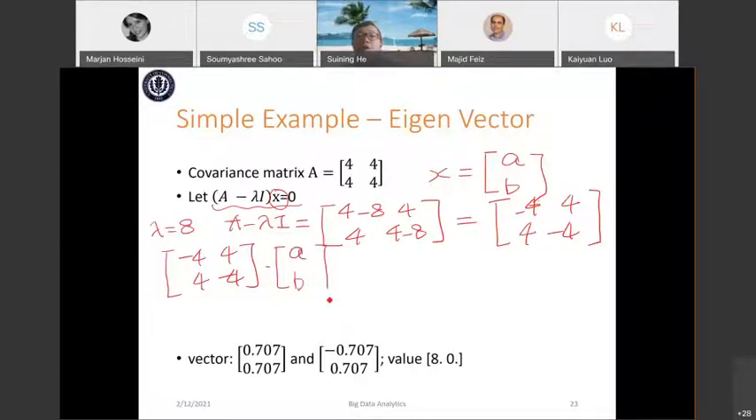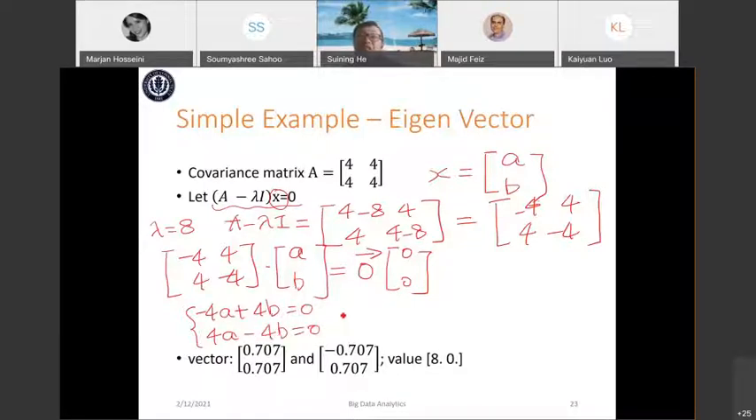And we make it as 0. So please be aware it's a 0 vector, so it's equal to 0, 0. So with this formula, we then need to solve a linear system of equations. So we have minus 4a plus 4b equals to 0, and 4a minus 4b equals to 0. So they are all the same, meaning that a should be equal to b.